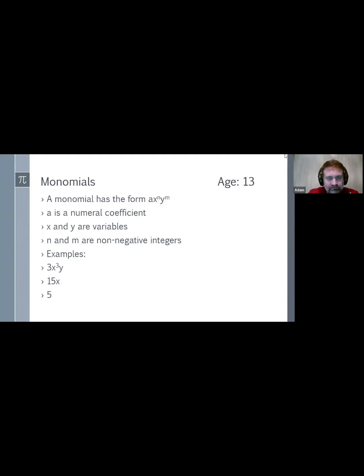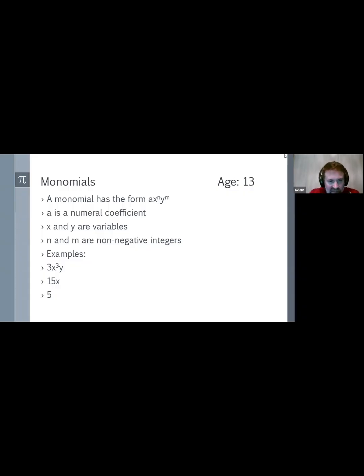So let's look at monomial. Basically, it has this form: a x^n y^m, and there could be more variables too. So a would be your coefficient. It's basically a numeral coefficient, and you multiply that by some variables that are raised to some non-negative integer. So, examples: 3x cubed y, or 15x. That just means that the y part is y to the zero. That's really all that means. And anything to the zero power is one, so that variable would cease to be there.